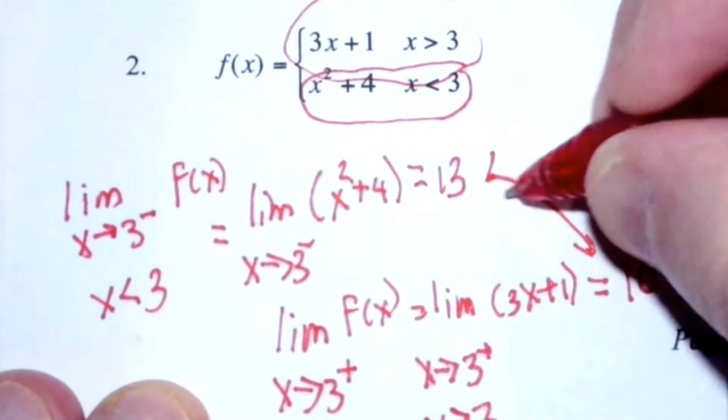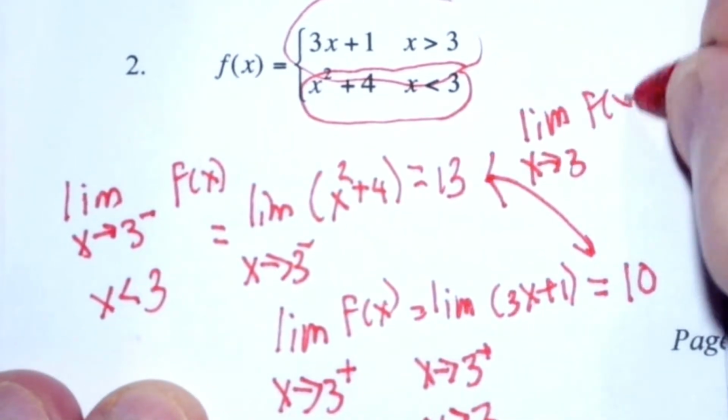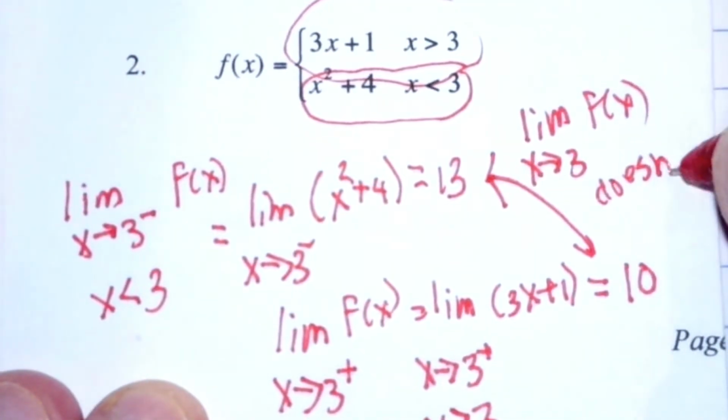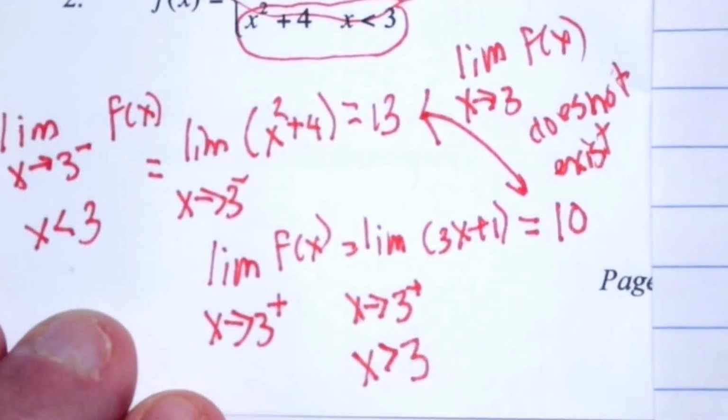Now, since these do not match, we would say the limit as x approaches 3 of f of x does not exist. The one-sided limits exist, but the two-sided limit does not.